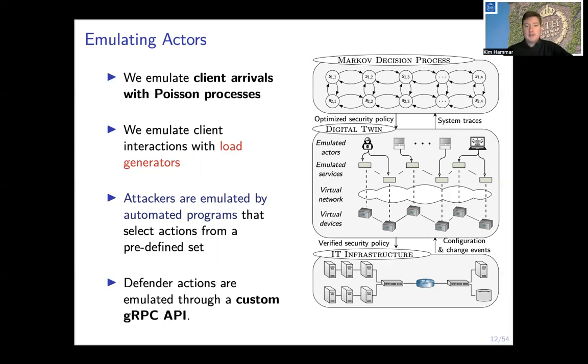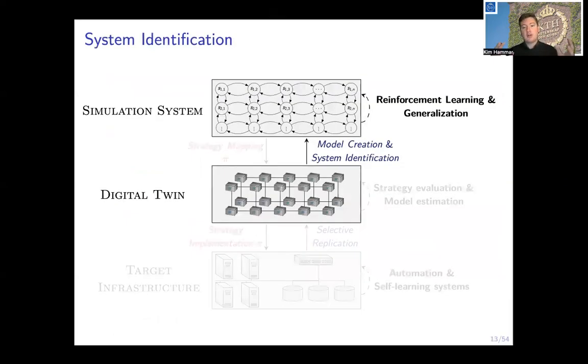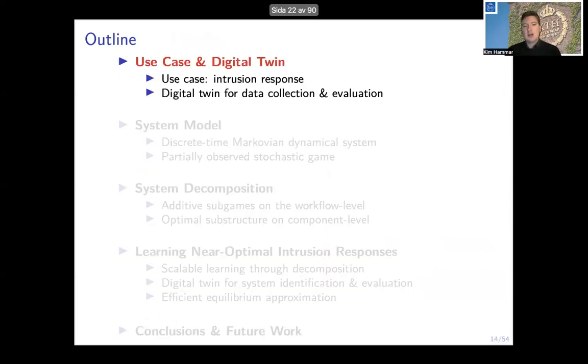So that concludes the first part of the talk on how we create this digital twin. The next step now will be about how we can utilize this environment to optimize our defense. So this is the outline for the remainder. So far I covered the use case and the digital twin.